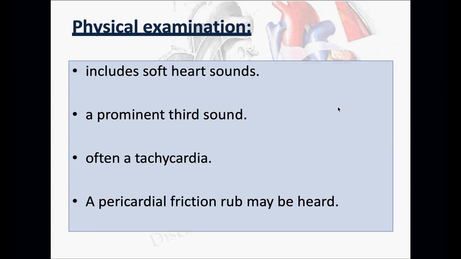What will we see on physical examination? In physical examination, we can see a soft muffled heart sound, a prominent third heart sound, and a galloping rhythm if there is tachycardia. We may even hear a pericardial friction rub, and even other murmurs of functional MR or functional TR. Next slide.